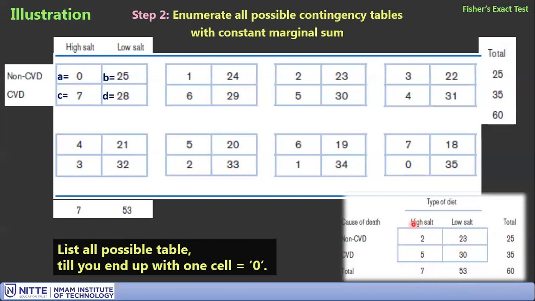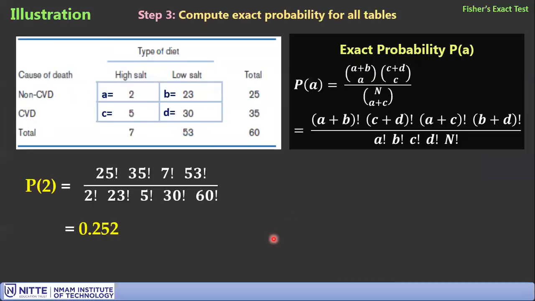So there is 1 frequency for 0, plus 7 more frequencies, totally 8. So I can create 8 tables. Starting from 0, when I go to A equal to 7, C becomes 0 before B. B is still more than 0. So I can get only 8 tables. So you can identify the number of tables before you start. What is the next step?